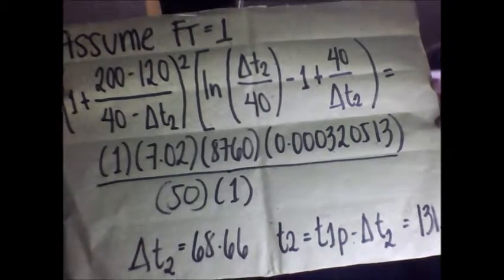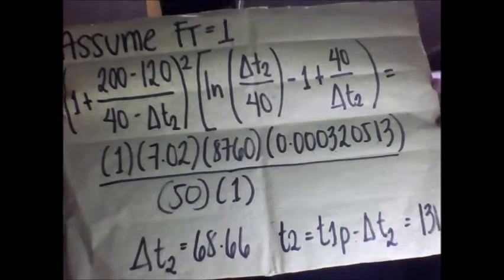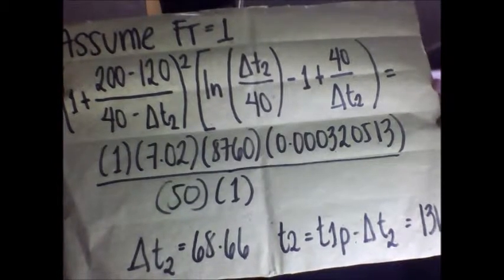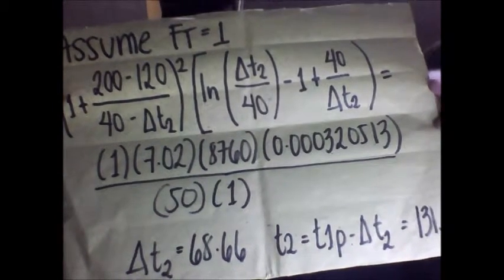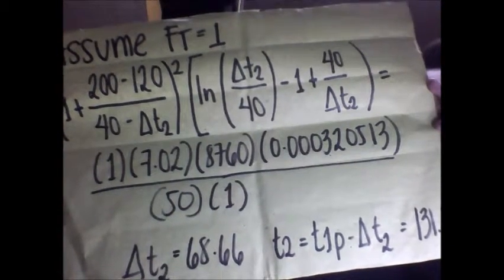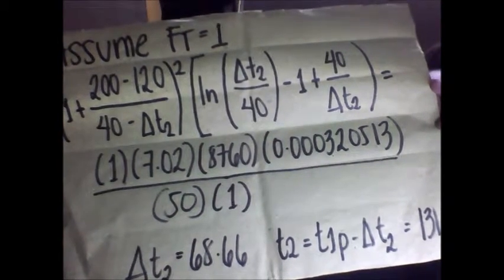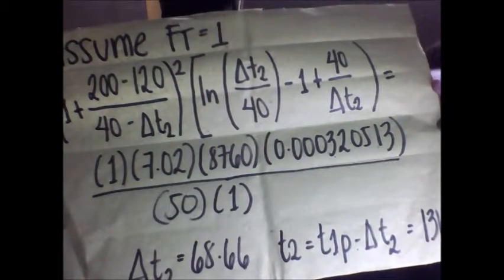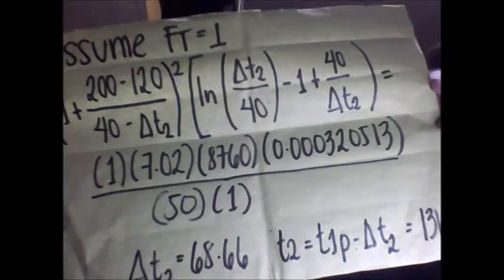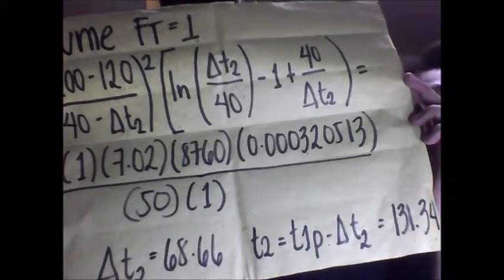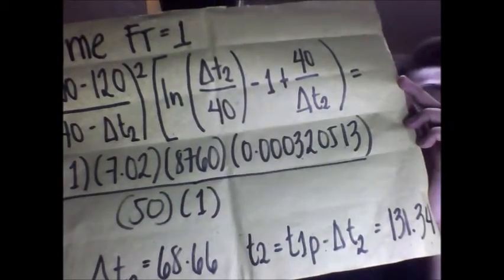By using delta T sub 2, we can solve for the exit temperature of the cooling water, wherein delta T sub 2 is equal to the entering temperature of the process fluid minus the delta T sub 2 that we solved by using the equation, and the exit temperature of the cooling water is 131.34.